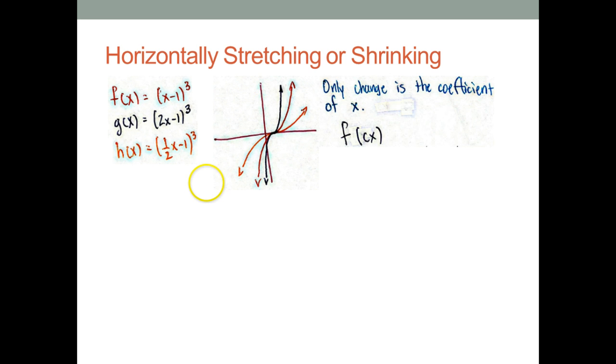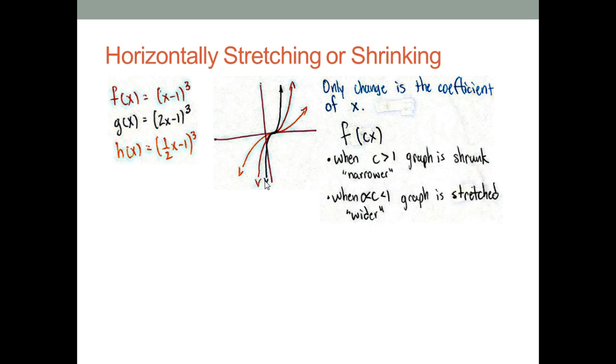Now notice the one thing that is changing is the coefficient of x, so it's just the number directly in front of x. When I look here at g of x in the dark blue, it actually made the graph shrink. It was narrower, so it shrinks the graph. But when the coefficient of x is a fraction, as in h of x here, it actually stretches the graph wider.